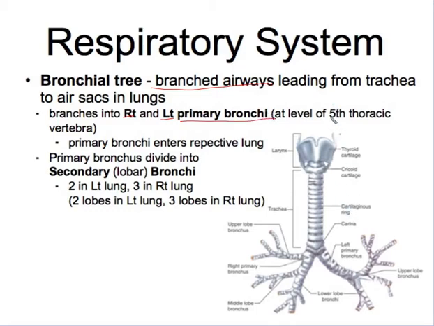This happens at about your 5th thoracic vertebra. This is where they split. So this would be your right primary bronchus here. Your left one would be here. Okay, so it's this first major split off the trachea.